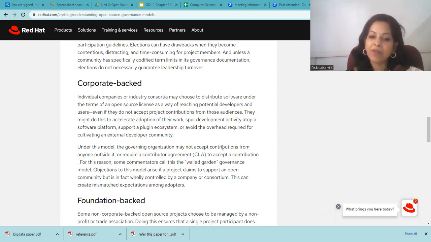Any type of objections to this open source will be given and controlled by the consortium, that particular company who is backing it up. So this is corporate backed. That is, money will be given, resources will be given, but the end product should be given back. They cannot claim it.